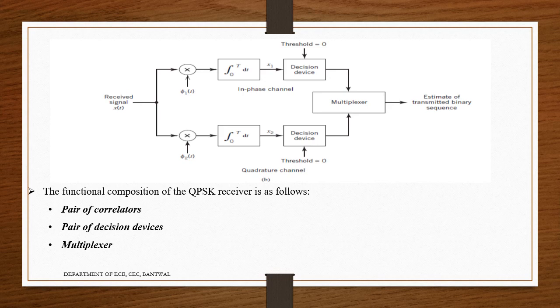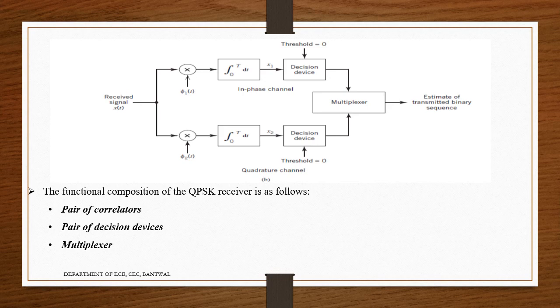Then for the receiver, the same thing. x of t will be there, and the in-phase branch is multiplied with phi 1 of t, and the quadrature branch is multiplied with phi 2 of t. Then it is passed to the integrator, square root of 2 by T, integral from 0 to T, dt. What is happening here? Phi 1 of t and phi 1 of t will get cancelled, and phi 2 of t and phi 2 of t will get cancelled.